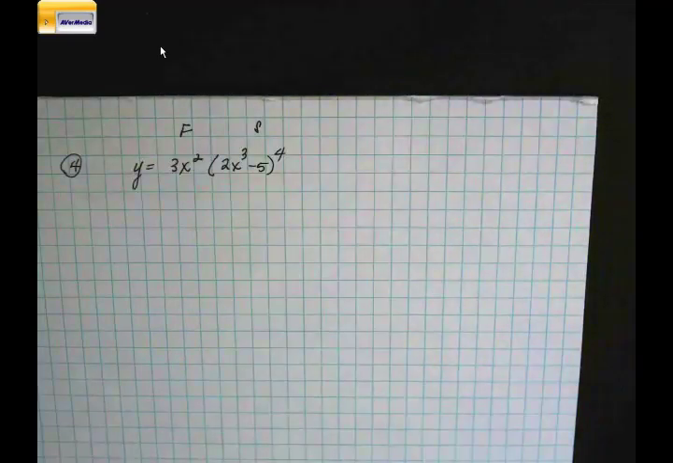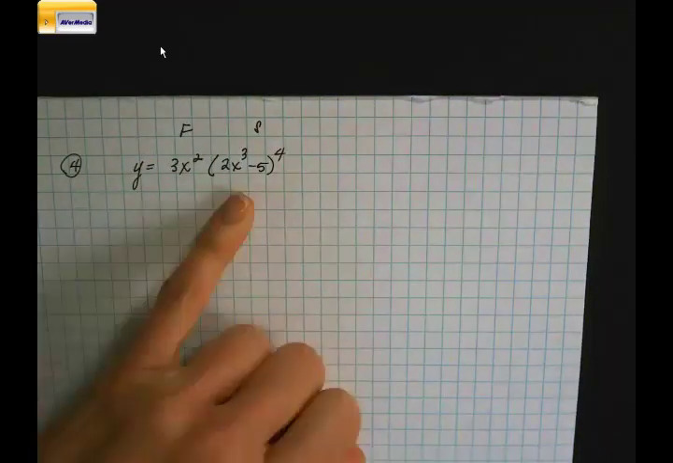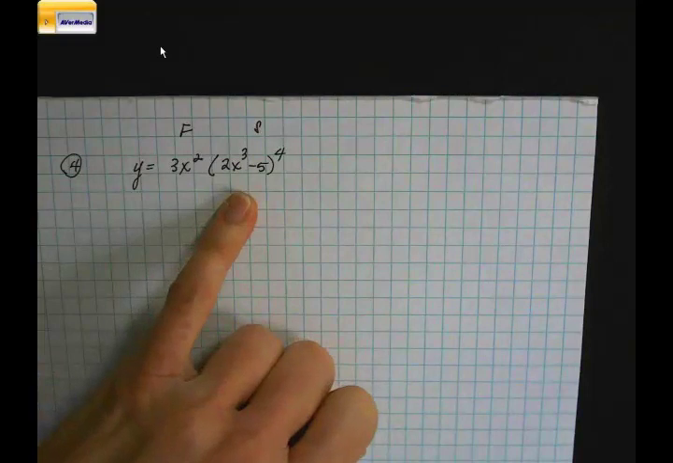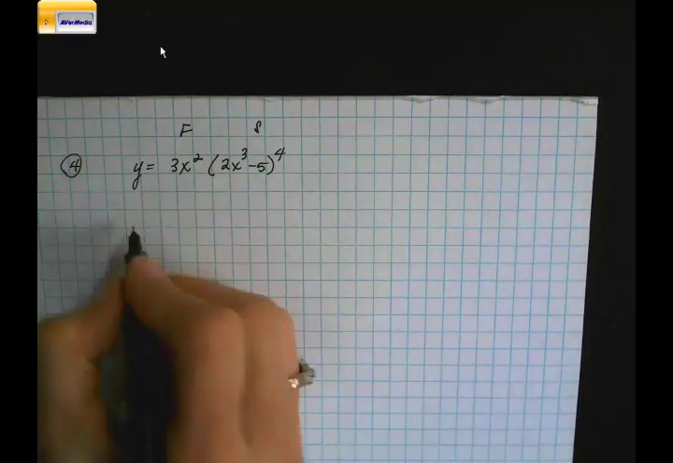So then when you apply the product rule and you have to do the derivative of the second, it is going to require the chain rule. So again, the chain rule is nested inside the product rule. Okay, the chain rule is nested inside the product rule.